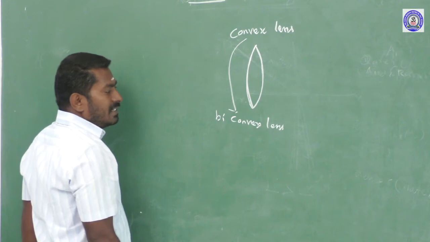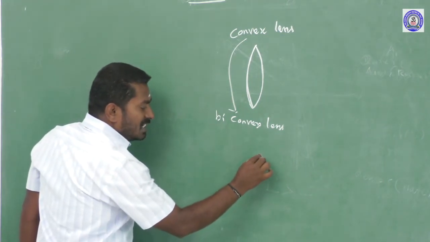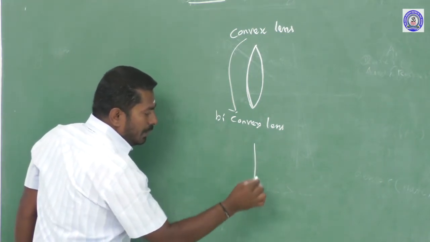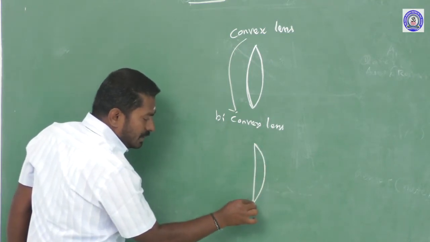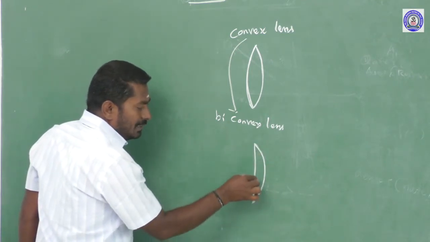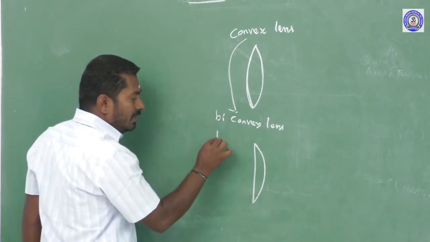And one more convex lens is there, where the transparent material is bounded by one spherical surface and one plane surface. This convex lens is called a planar convex lens.